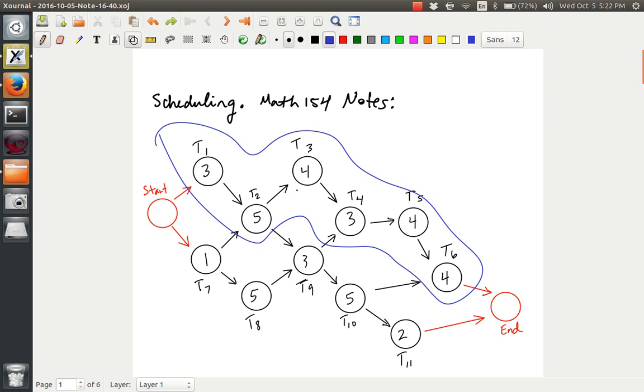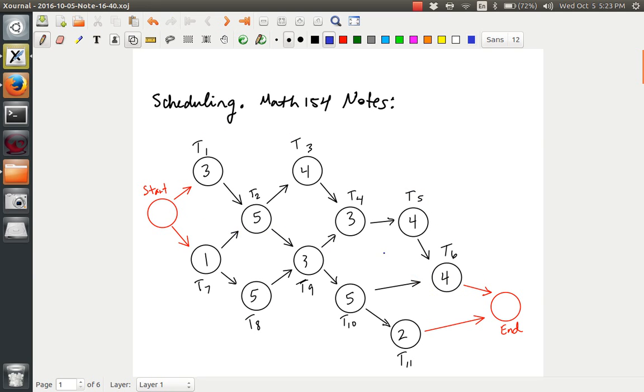No. So T3 is heavier than T9. The weight on T3 is heavier than the weight on T9. So there's no point in diverting through T9 unless I can grab other things with it, and so it doesn't make sense. Let's see. So if I go about 5, 3, 5, 4, that looks kind of heavy. If I go 5, 3, 5, 4, is that going to be of any use? Well, that's going to be 17.